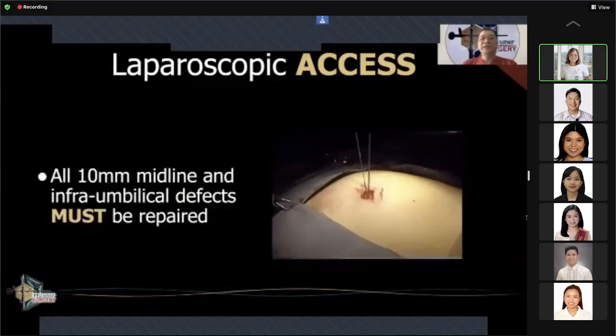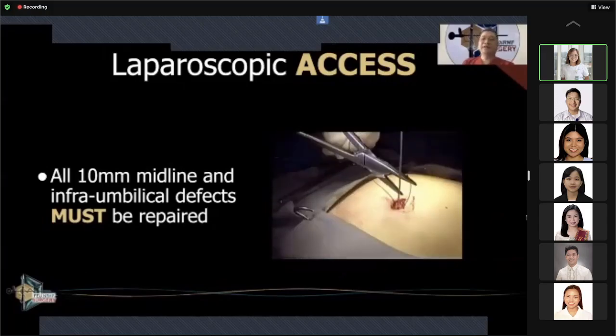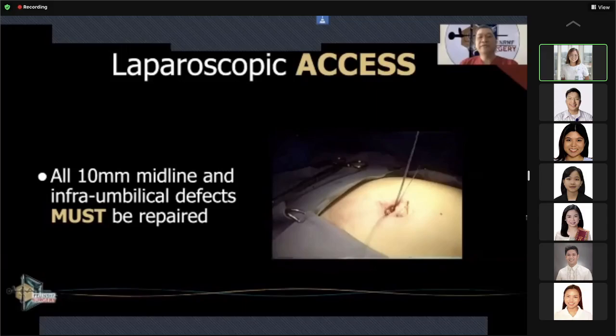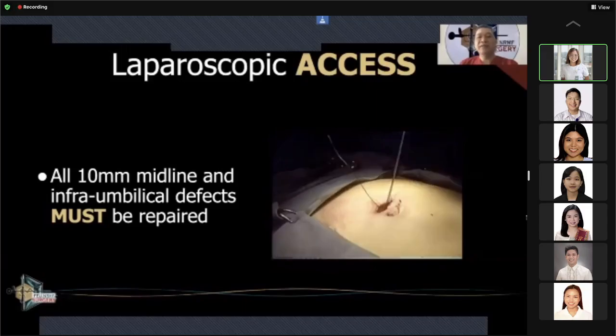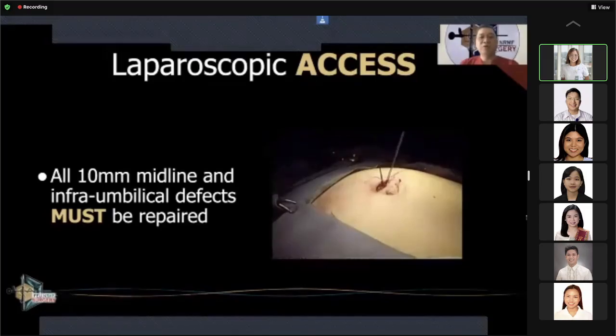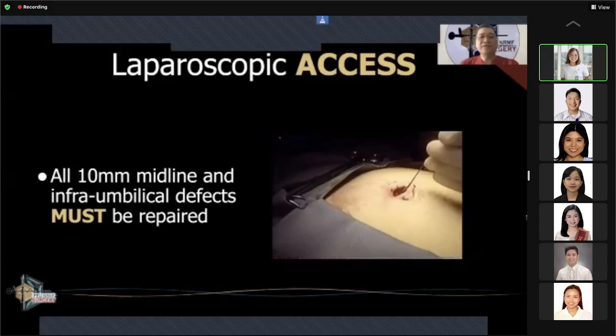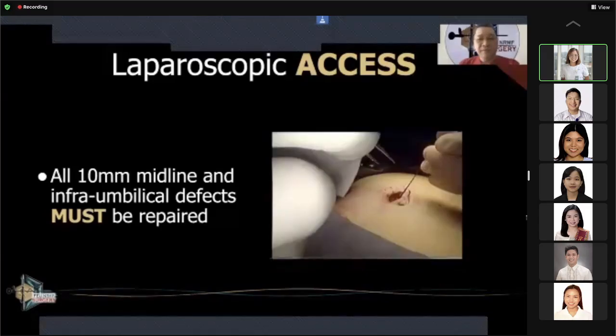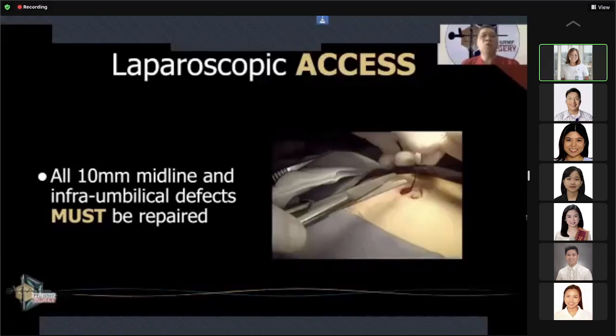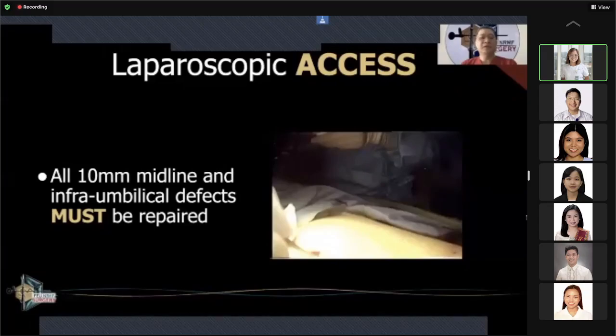So these are the umbilical trocars inserted. This is the access that you made. This should be closed primarily after the procedure, as should all incisions along the midline and below the umbilicus. So you need to close them. The rest, you don't need to close.